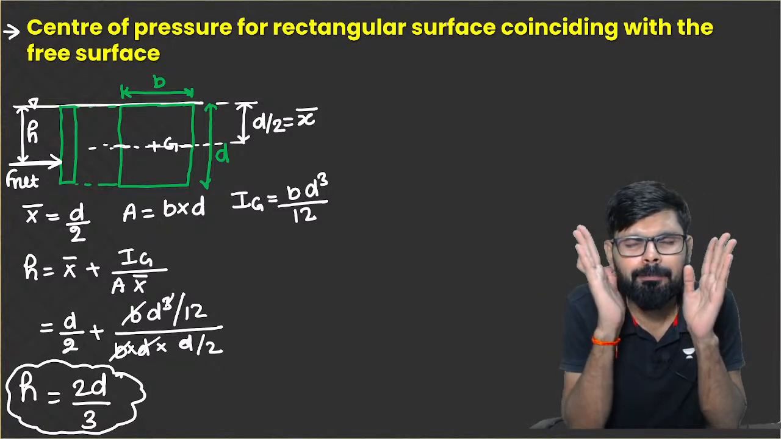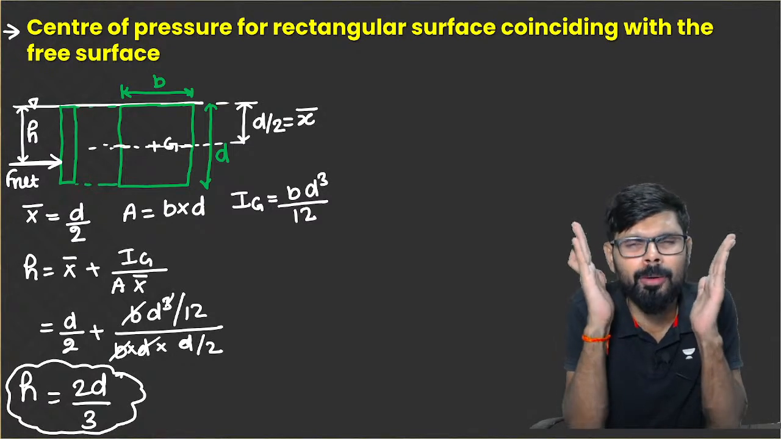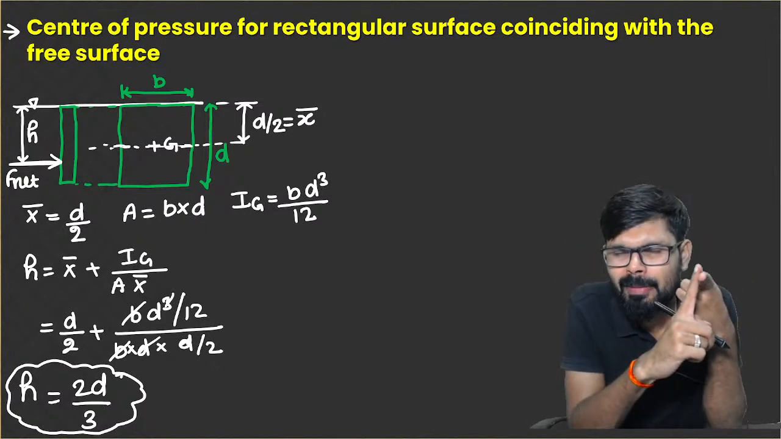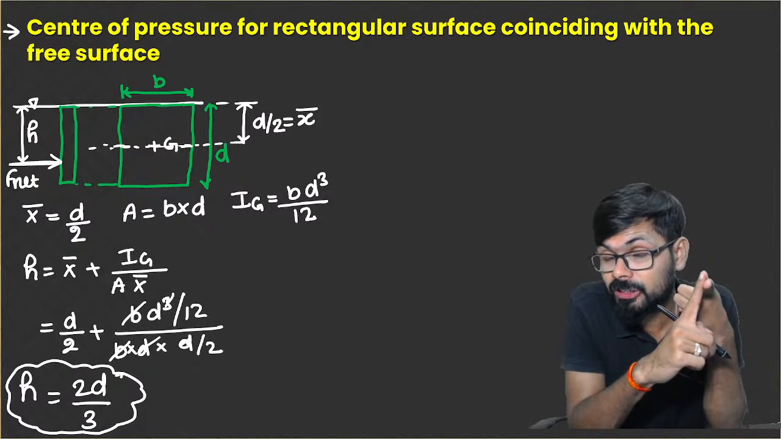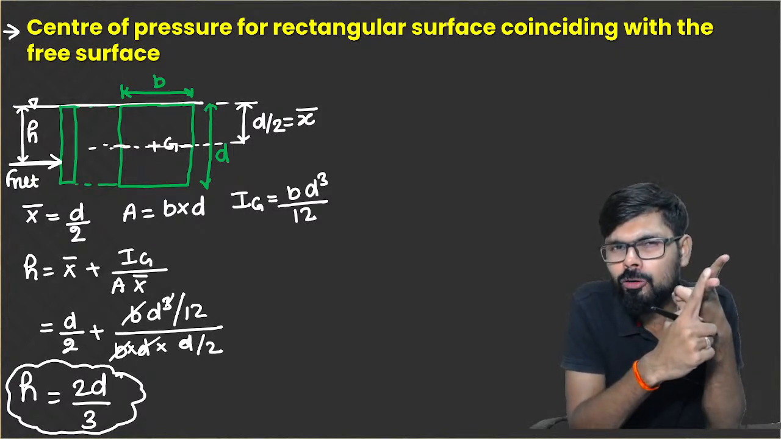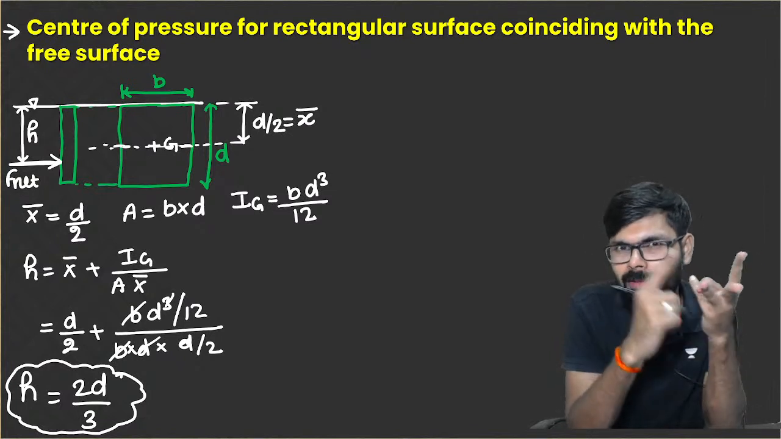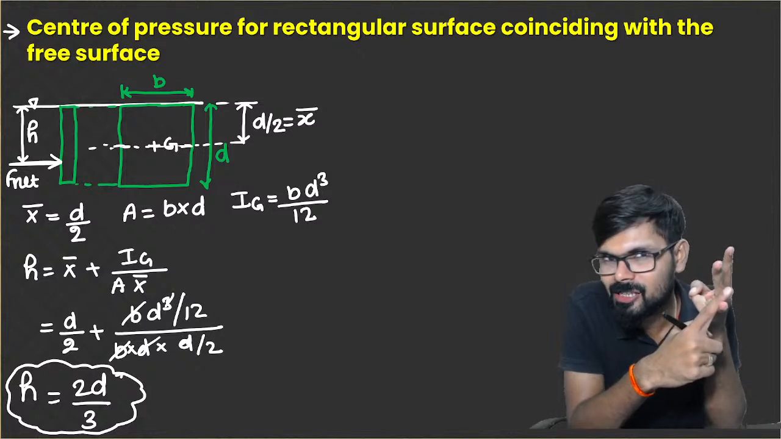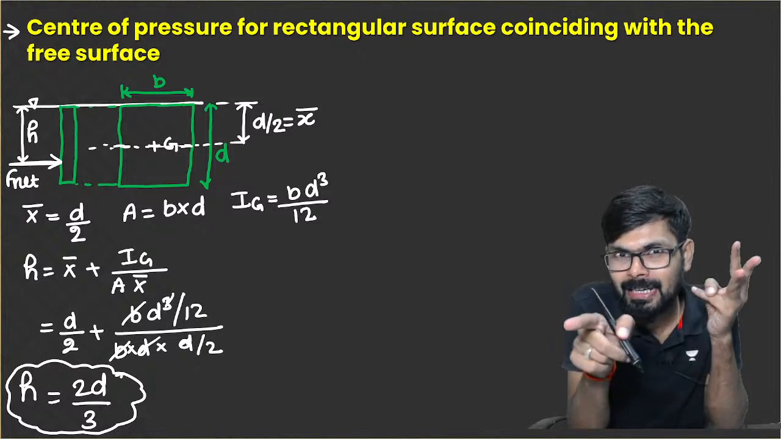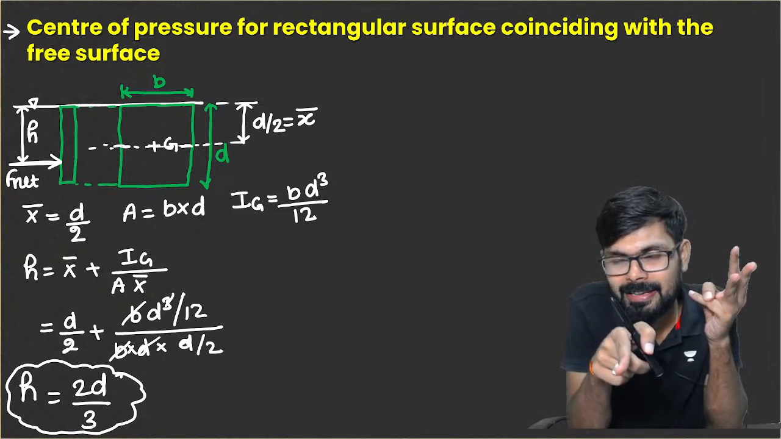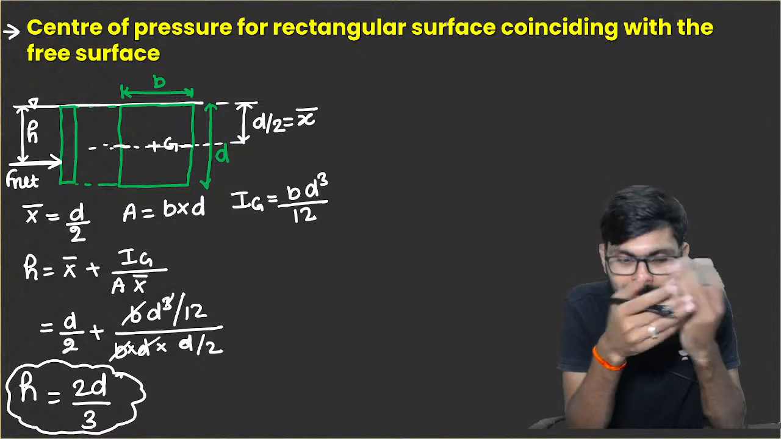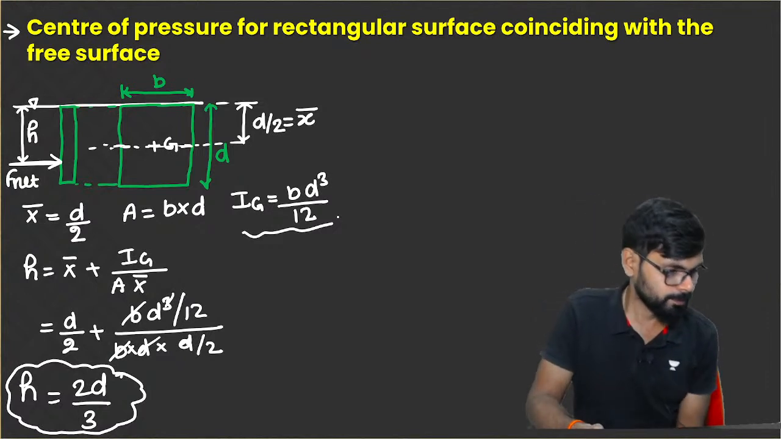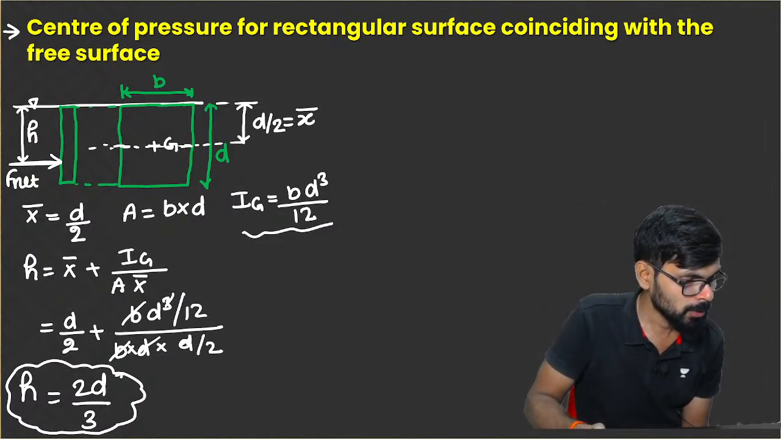In plane surface, only three things you have to remember. First, force by width is equal to the area of the pressure diagram. Second, F is equal to WAX bar, in all the cases. Third, H is equal to X bar plus IG sine square theta by AX bar. In horizontal case theta will be 0, in vertical case theta will be 90. And for rectangular surface, IG is BD cube by 12. Clear?